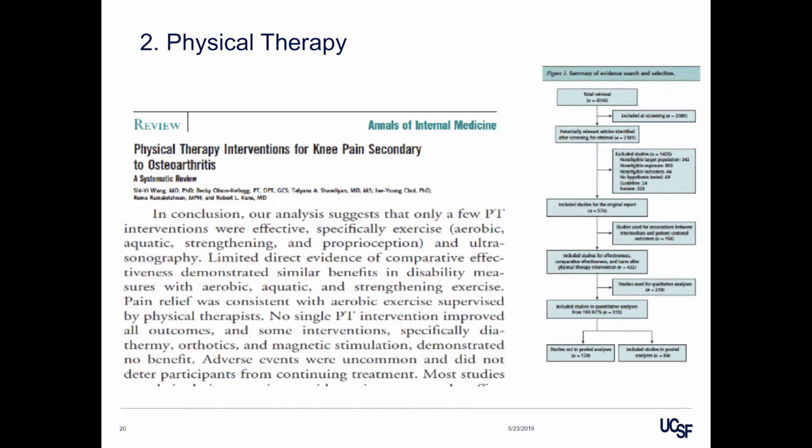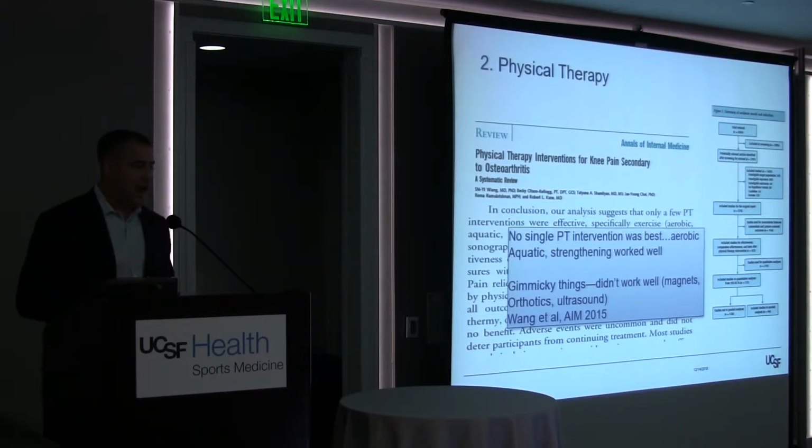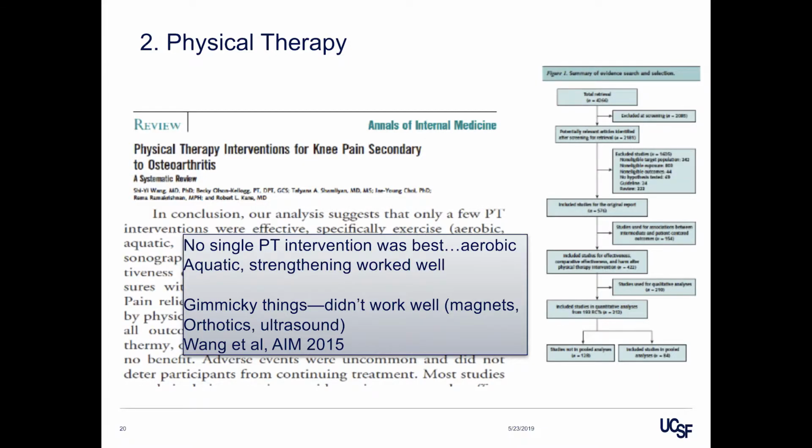I'm going to boil this down by saying that this was a really nice systematic review in the Annals of Internal Medicine. They went through every single physical therapy paper, and what they found was no single physical therapy intervention worked better than anything else. Whether it was aquatic, strengthening, aerobic training, any standard physical therapy worked pretty well to decrease pain in osteoarthritis of the knee. However, they found that the gimmicky things such as magnets, orthotics, ultrasound, the things that you kind of hear on the fringes of physical therapy didn't change how they did. So doing special physical therapy doesn't necessarily help. Physical therapy in and of itself does seem to help.